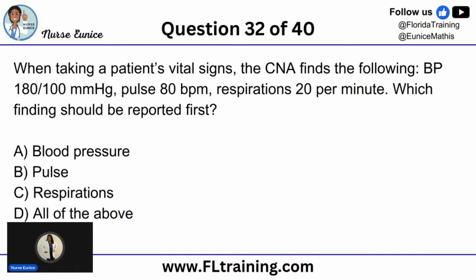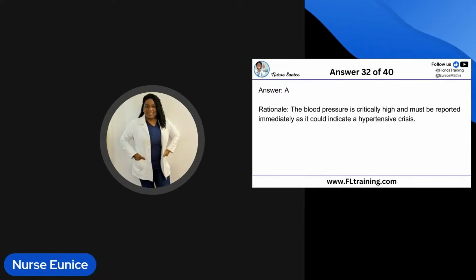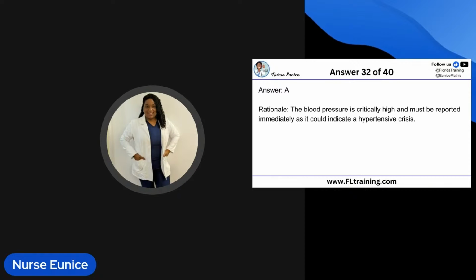You have to prioritize. The one that is abnormal is A. So the blood pressure is critically high and must be reported immediately, as it could indicate a hypertensive crisis. The others are nice to know, but the report would be something similar to this. Hello, the nicest nurse on the unit. Let's say her name is Nurse Eunice. I was taking care of Miss Jenkins in room 342, and her blood pressure was 180/110. All of her other vital signs are normal. I just want to make sure that you can go in there and check her right now. She appears to be okay, but I need you to come in with me. Period. Done. Make sure you document the vital signs and that you notify the nurse.